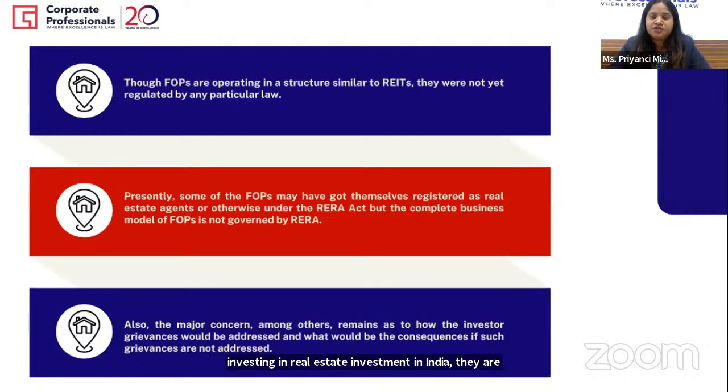Although we are all aware of the RERA Act, which exists for real estate in India, this entire business model of FOPs, how they operate, is not governed by RERA. And RERA also does not list out investor protection rights in case any investor faces grievances with these FOPs. So there is no investor grievance redressal mechanism as such available under the RERA Act. Identifying this major concern related to investor rights protection, SEBI felt the need to regulate these FOPs.